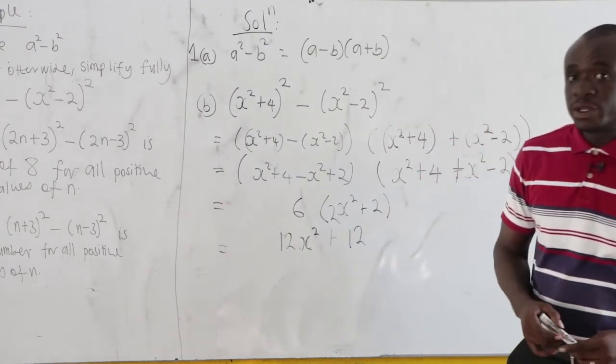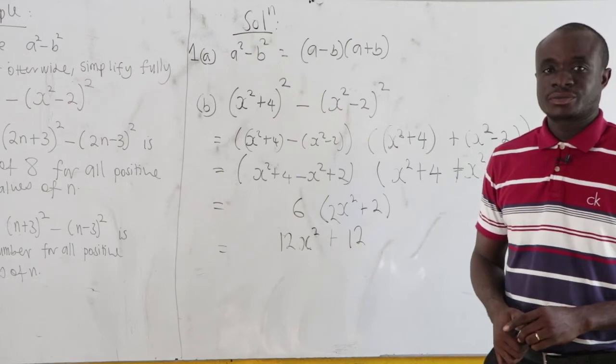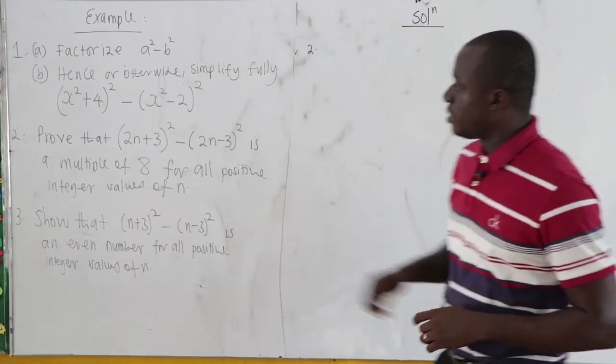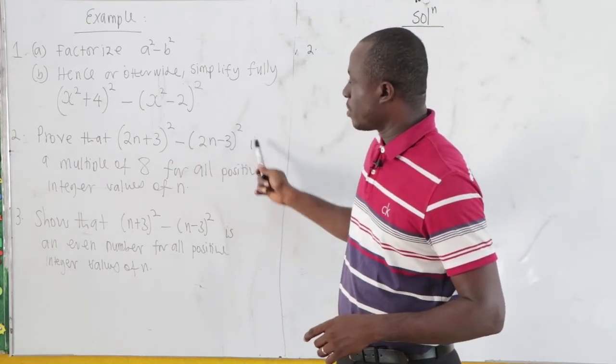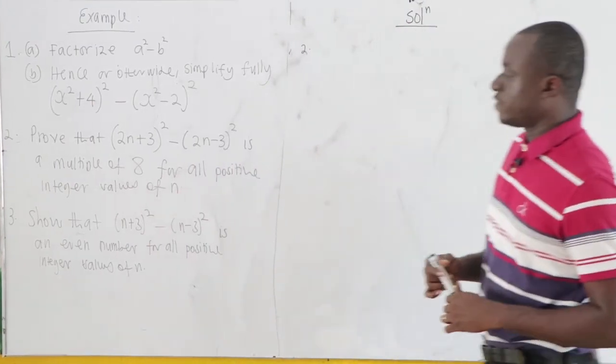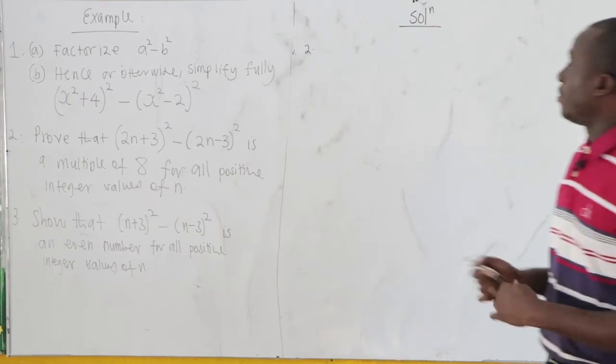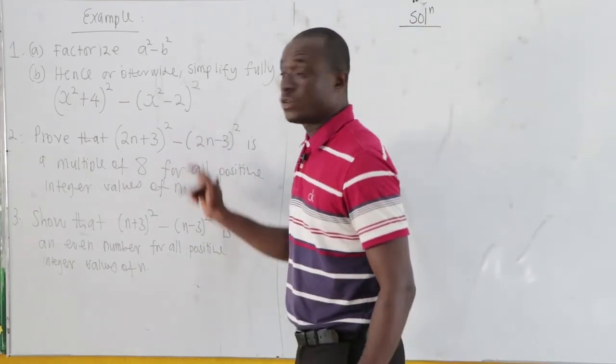Very, very easy. So we've been able to simplify. Now, question number 2 says that we should prove (2n + 3)² − (2n − 3)² is a multiple of 8 for all positive integer values of n. And here we can see a difference of 2 squares.